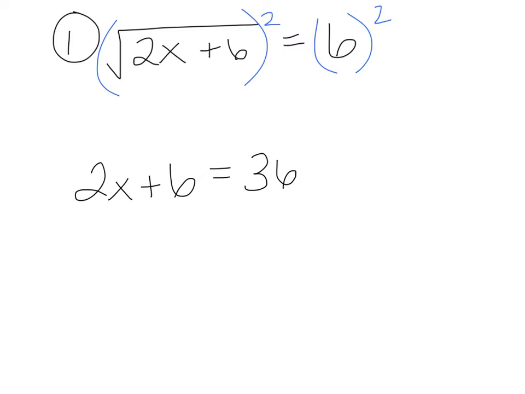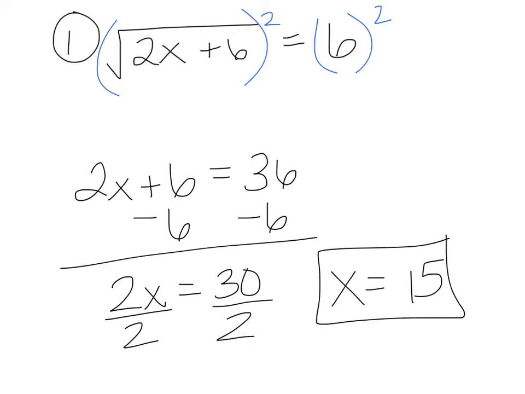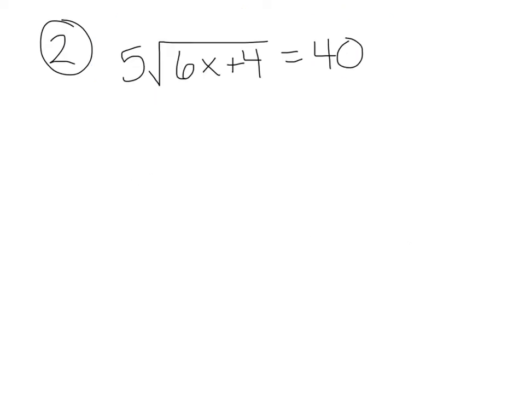Okay, from there, it's a two-step equation, and we should all be able to solve this by now. Think back to the beginning of the year when we solved equations. We're going to subtract the 6. 2x equals 30. Divide by 2. So x equals 15. Okay, and that is how you solve that first radical equation.